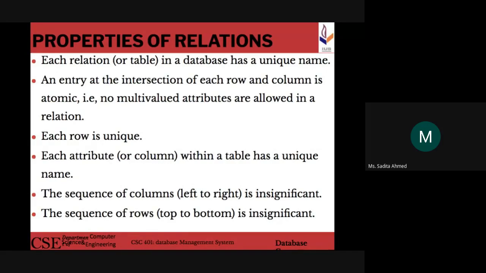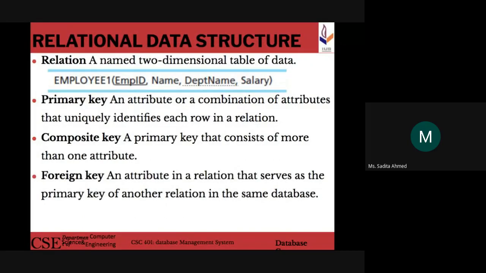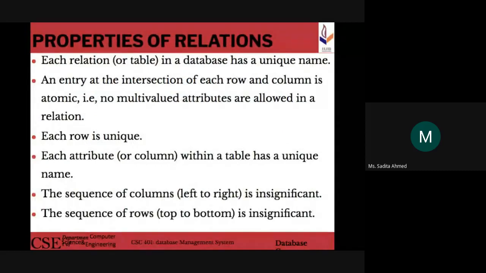And obviously, because every single row in the table represents an instance, every single row will be uniquely identified by the primary key. প্রত্যেকটা row তো uniquely identify করছি by a primary key, তাই না? So every single row obviously is going to be unique. It represents a unique instance. And finally, the sequence of the columns, whether you place the employee ID first or the employee name first or the department name first, doesn't matter. And the sequence of the row, which one is placed first, doesn't matter at all either, right?